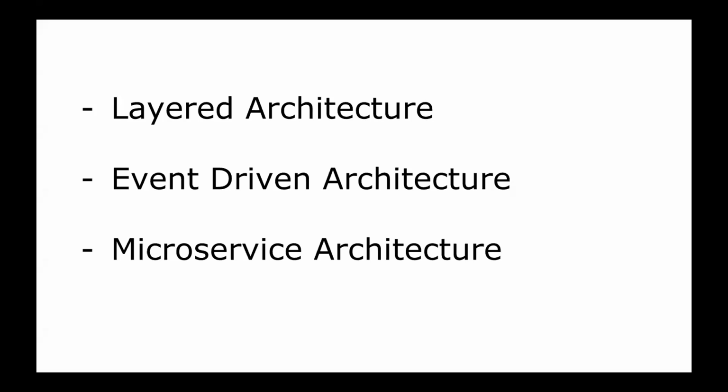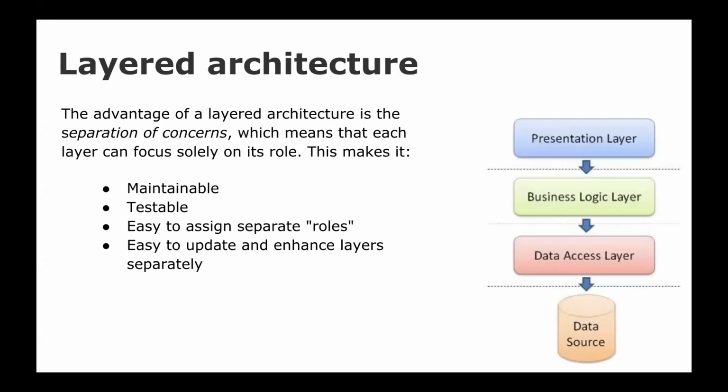So what are the common software architectural patterns? We have layered architecture, event-driven architecture, and microservice architecture. Most applications will fall into layered, event-driven, or microservice architecture. In fact, it could be a combination of all three, a hybrid model of them. But majorly you will find these three architectures in the software industry right now.